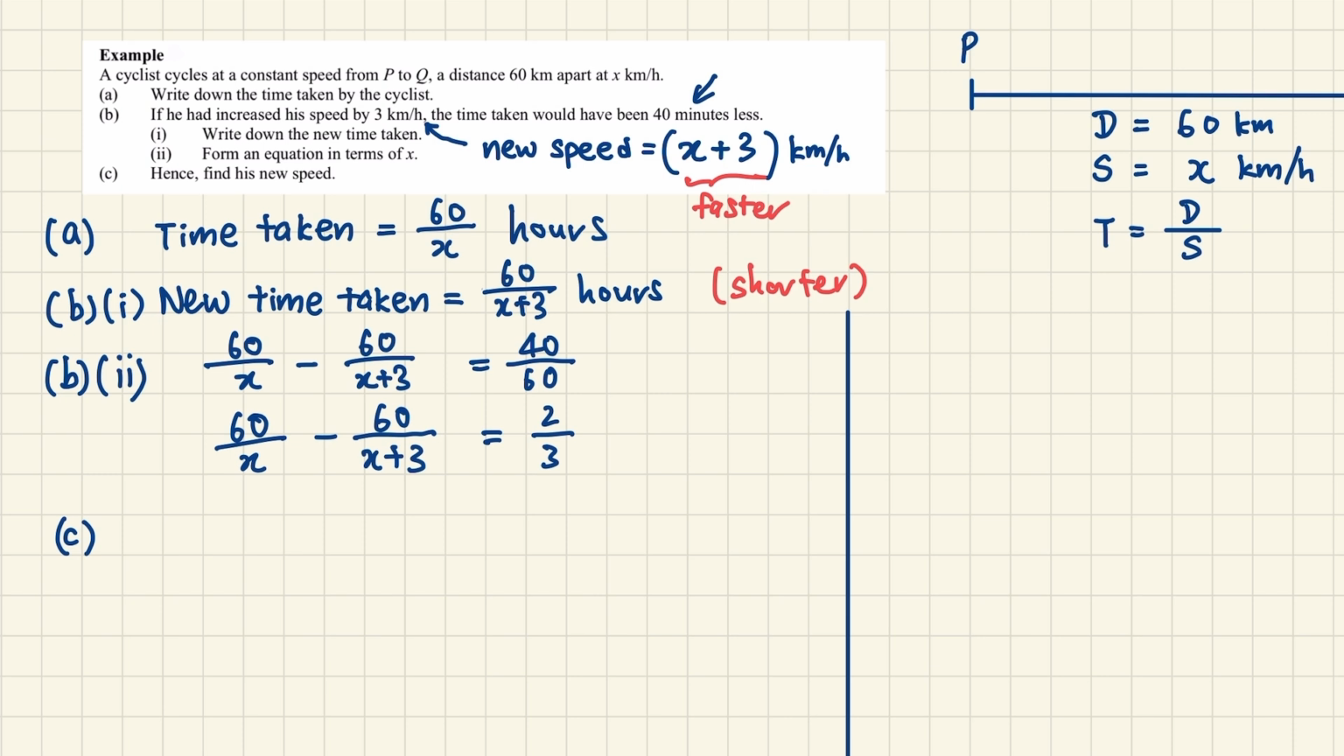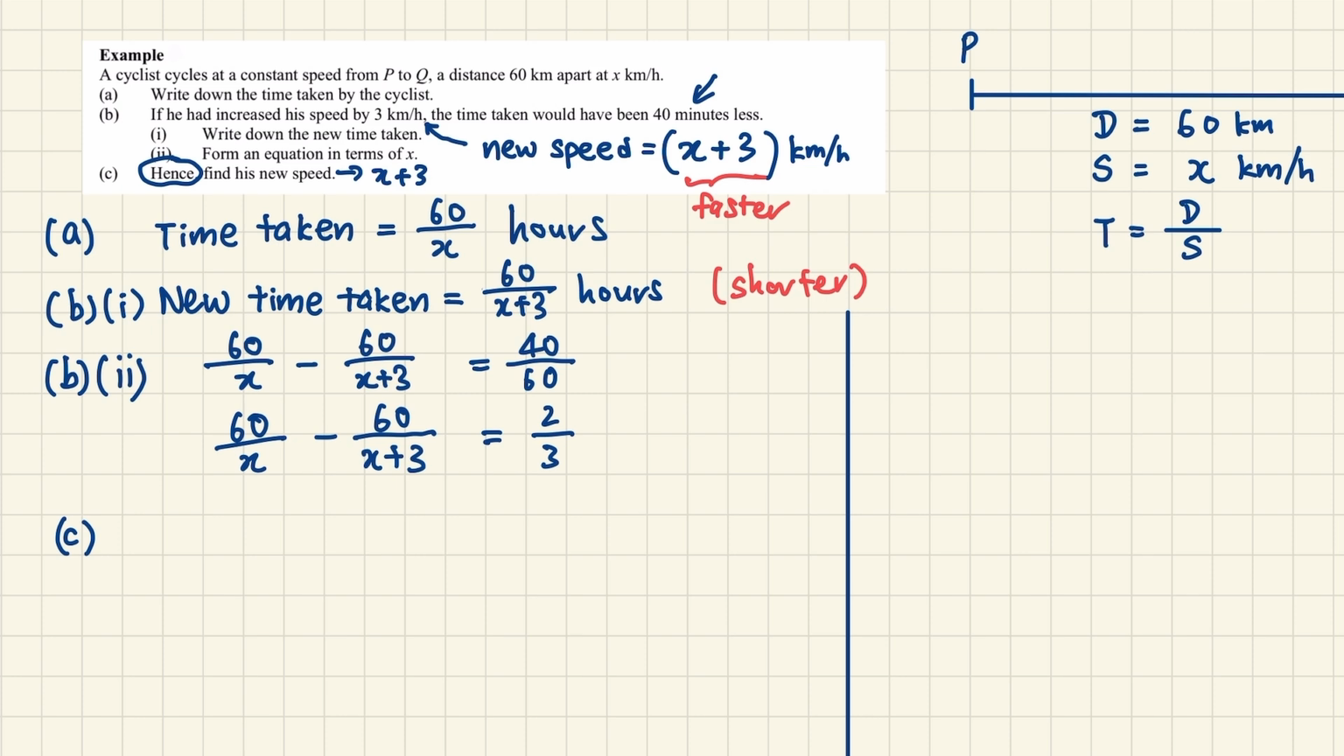So when the question says, hence find his new speed, this new speed is actually asking for x plus 3. So essentially, this part C is asking you to solve the equation in part B, part 2. Furthermore, recall that whenever the question says hence, you are supposed to use the previous part. So you're not supposed to numerically work this out in some way. You're supposed to work this out algebraically from B part 2.